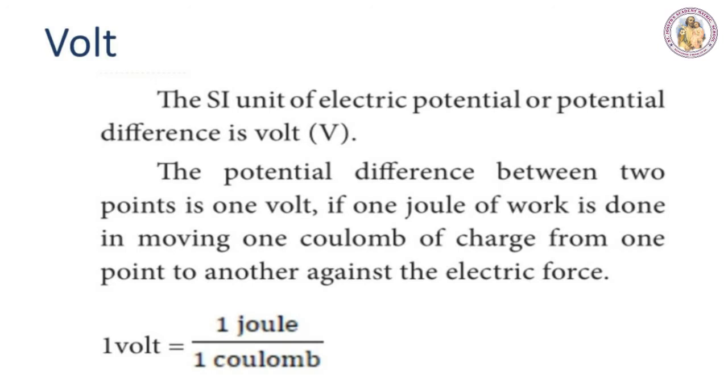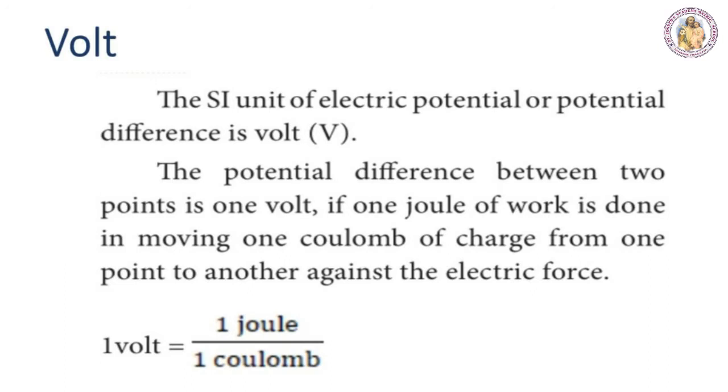The SI unit of electric potential or potential difference is called what? Volt. It is denoted as V. The potential difference between 2 points is 1 volt if 1 joule of work is done in moving 1 coulomb of charge from one point to another against the electric force.